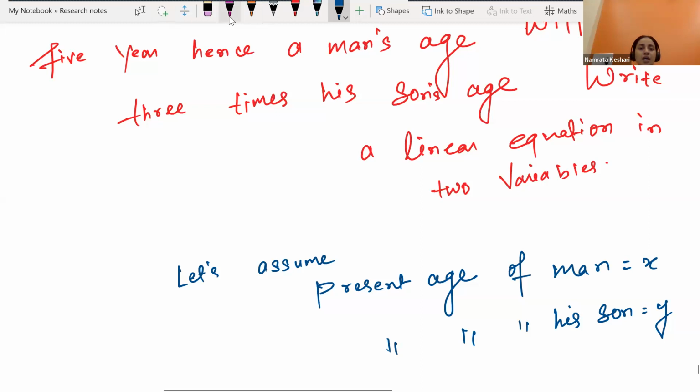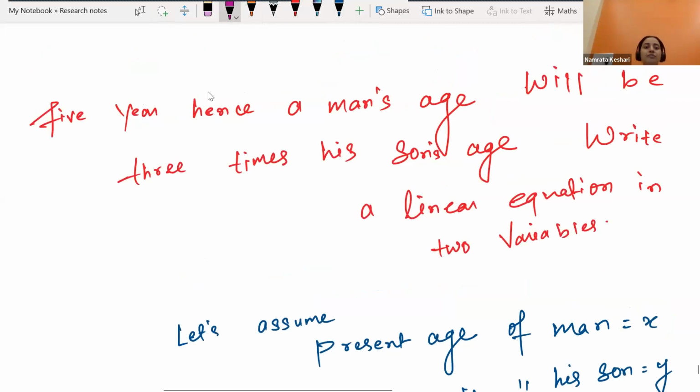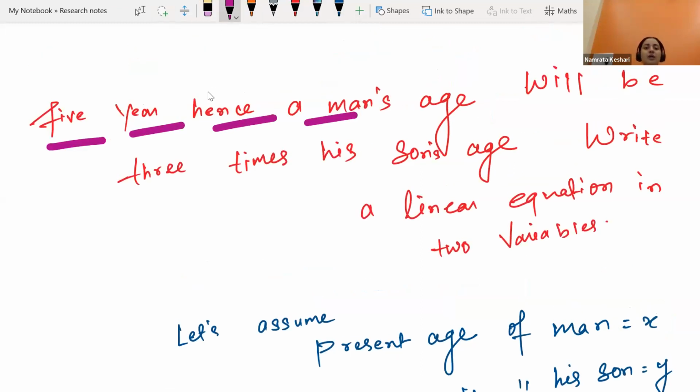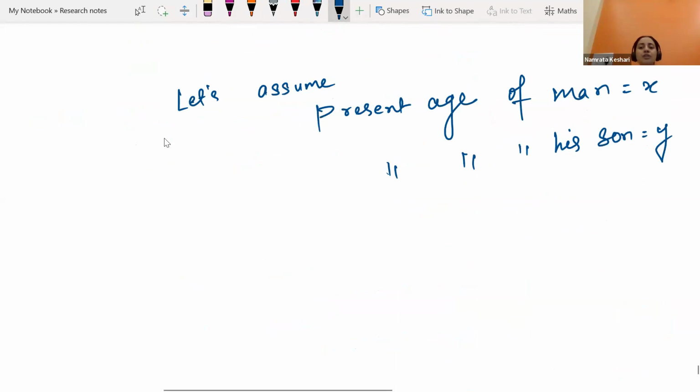Now the statement says that 5 years hence a man's age will be, 5 years hence means 5 years later, 5 years later man's age. The question is talking about 5 years hence a man's age. That means if you have assumed present age as X, can you tell me after 5 years this X will become? Ma'am, X plus 5.